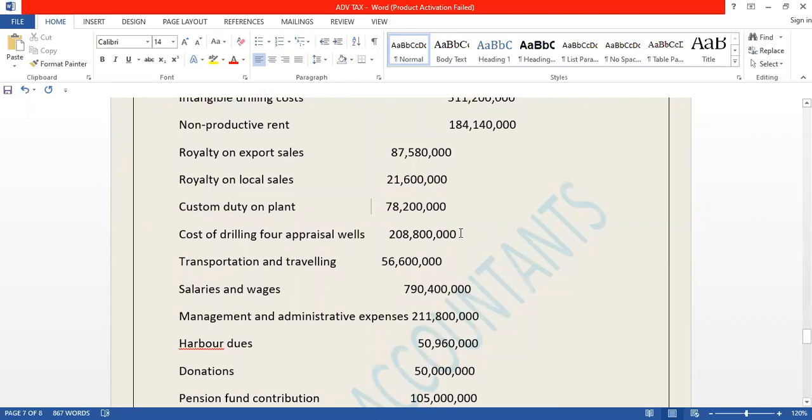Cost of drilling for appraisal wells. Now you need to also take note of this. When you see cost of drilling of appraisal well, only two, that is the first two appraisal wells, are allowed. So now, in this question, they are giving us 4 appraisal wells, and only the first two will be allowed.